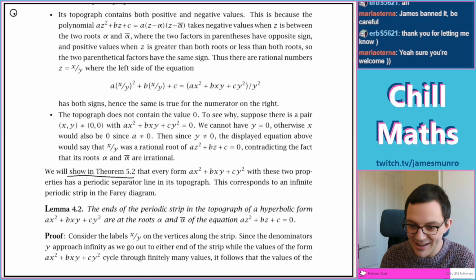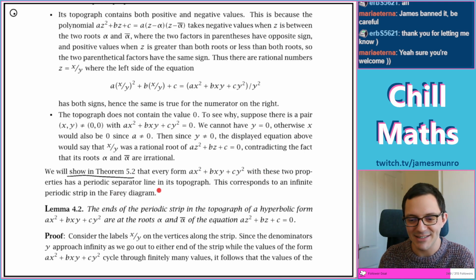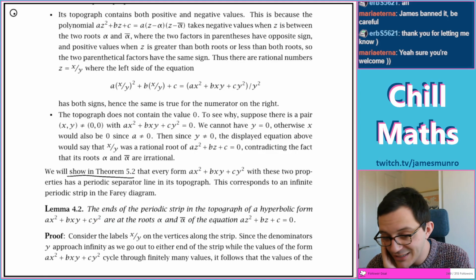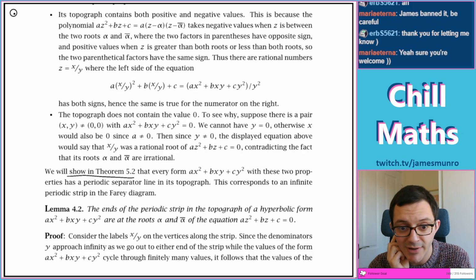Every form has a periodic separator line in its double graph. This corresponds to an infinite periodic strip in the Ferrier diagram. And then there's going to be this bit to try and piece that together in terms of what the continued fraction is, which is the thing this chapter's been telling us about so far, to sort of motivate why we might care about theorem 5.1 and theorem 5.2.